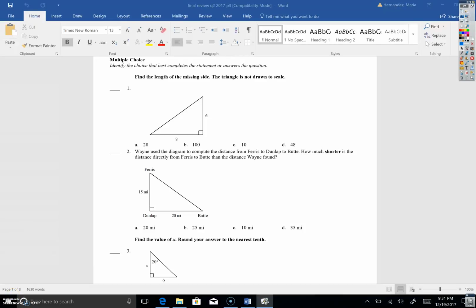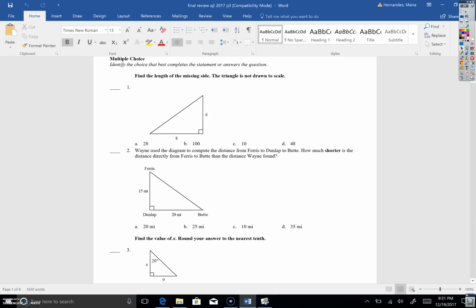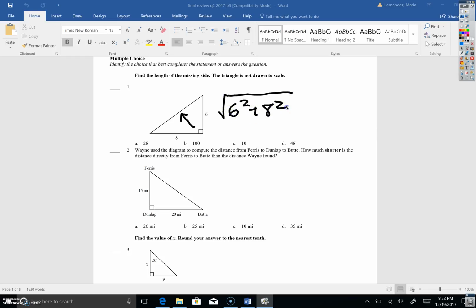Alright, first problem is that you're given two sides and you're finding the third side. So, to do that, you're looking to see if you're looking for the hypotenuse or the square. So, it's going to be 6 squared plus 8 squared. Remember, hypotenuse you add. So, that should be 10.